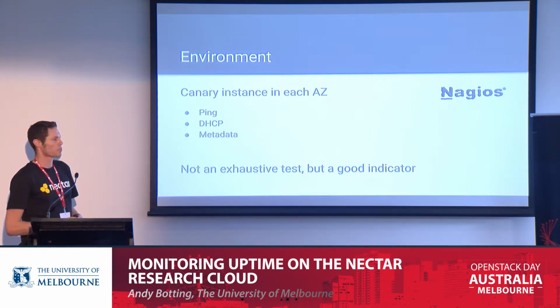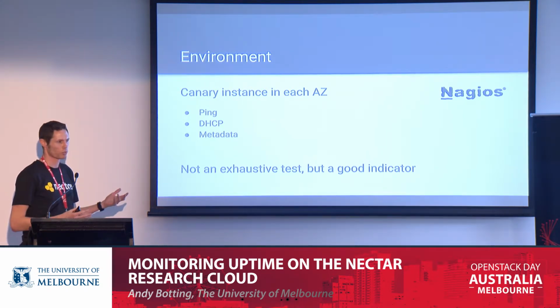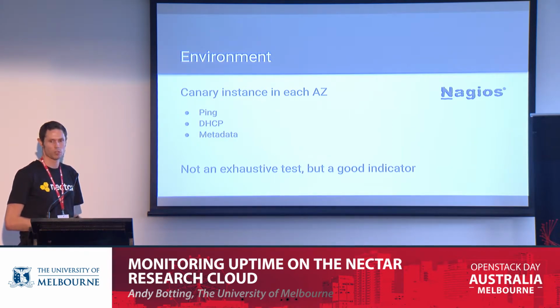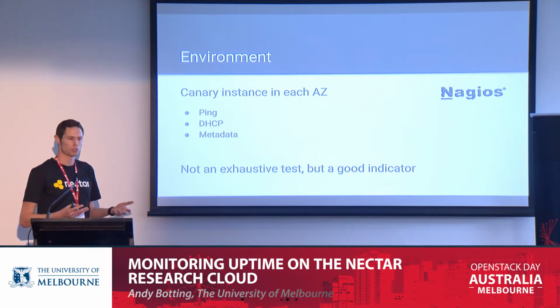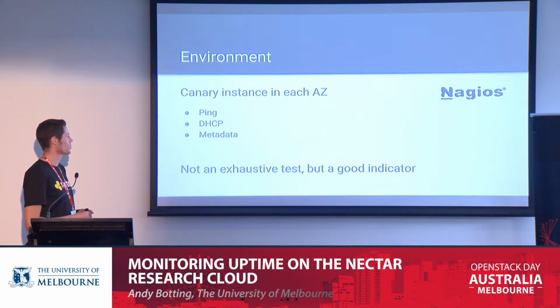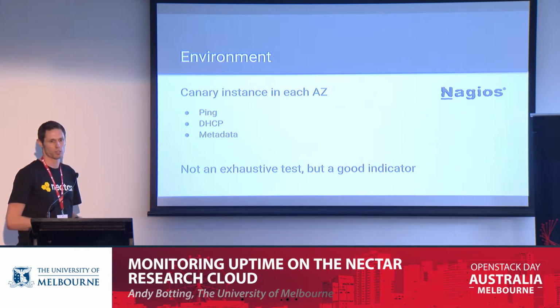So, another dimension of our testing is testing our environment. We've got a number of availability zones. We want to make sure that each one of them is operating correctly. So some of the things that we identified as causing issues for users were, for example, if the metadata server of that site was down.